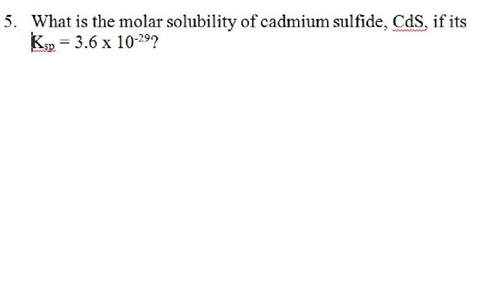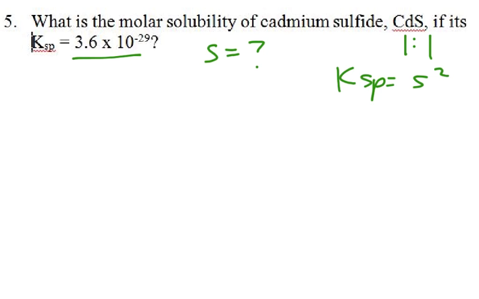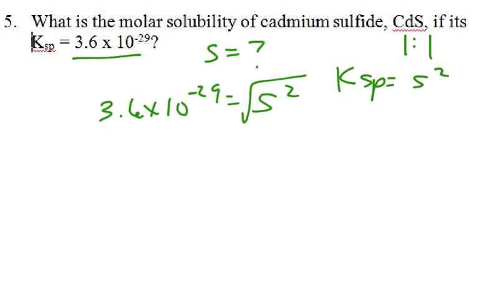Okay, what is the molar solubility of cadmium sulfide if its Ksp equals 3.6 times 10 to the minus 29? So this time we're saying, well, we know the Ksp, we want to know what the solubility equals. Now CdS, cadmium sulfide, is a 1-to-1 compound, so we know that the Ksp equals solubility squared. So our job now is just to take the square root. So we saw 3.6 times 10 to the negative 29 equals solubility squared. So the solubility will be the square root of that.